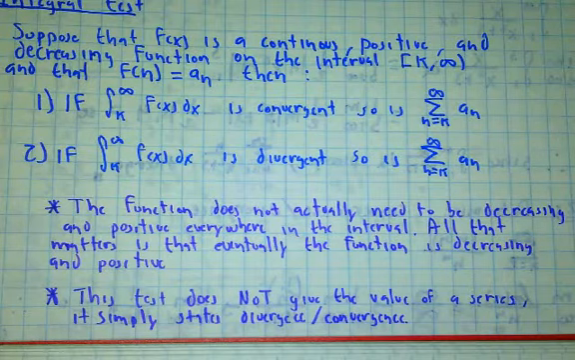If the integral from k to infinity of the function is convergent, what that means is that if it actually reaches a number, then what can you tell me about the series? The series will also be convergent. Number 2 would be the opposite. If the integral of that function diverges, then that series would diverge.